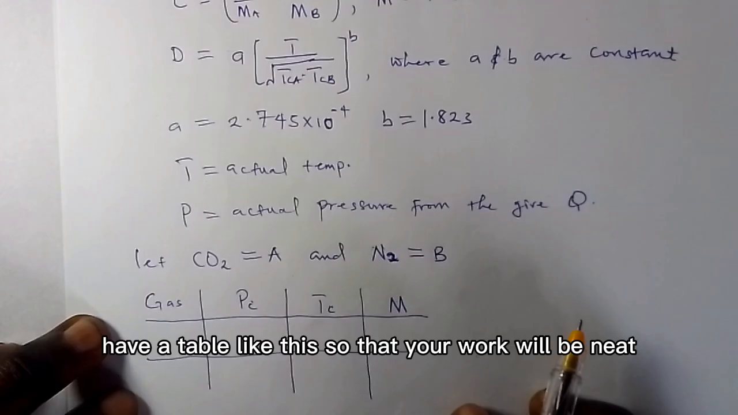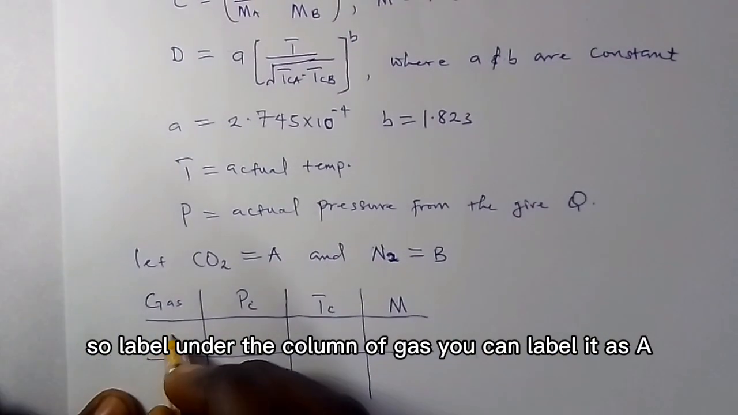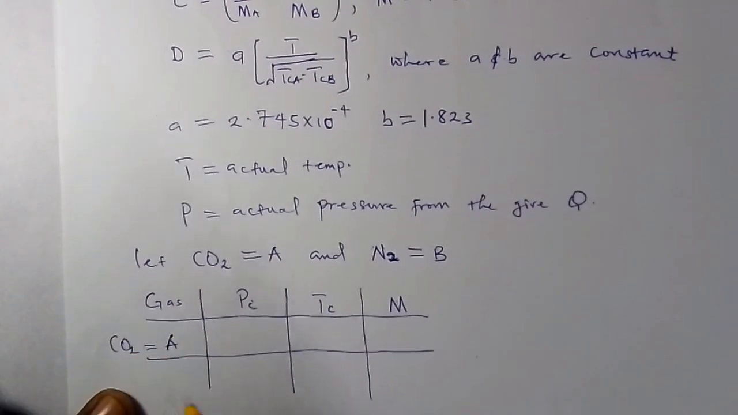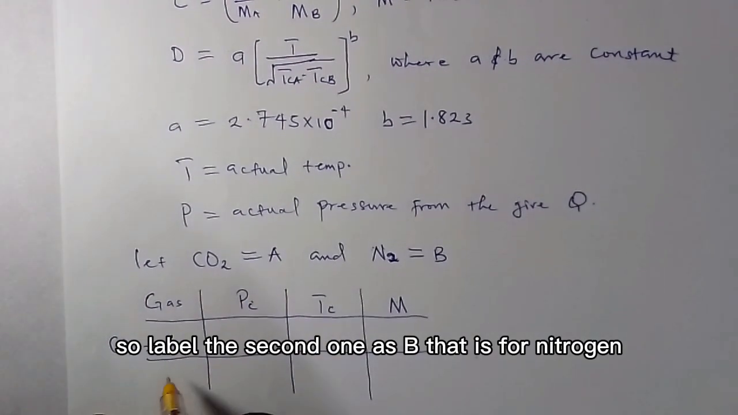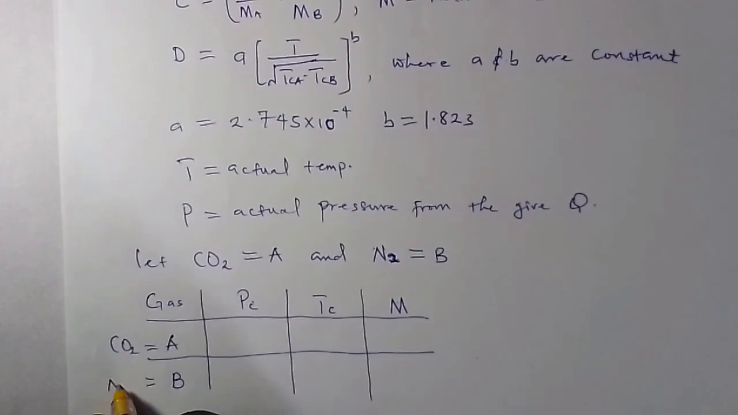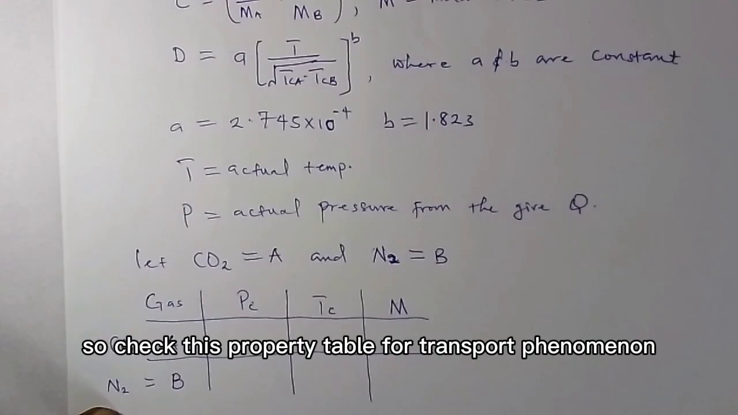Have a table like this so that your work will be neat. Label under the column of gas, you can label it as A, that is for carbon dioxide. Label the second one as B, that is for nitrogen, diatomic, mind you.